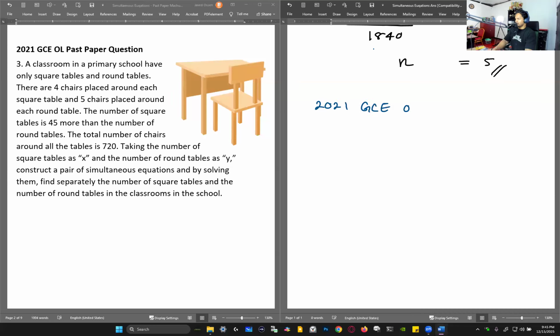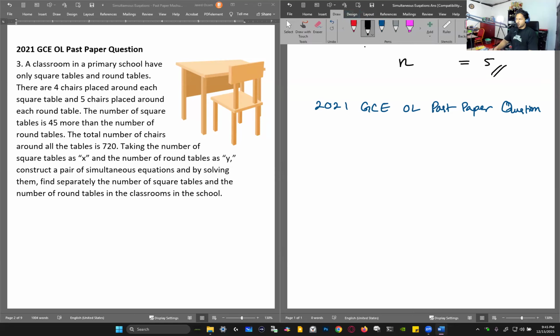GCE O-level past paper, 2021. A classroom in a primary school has only square tables and round tables. There are 4 chairs placed around each square table and 5 around each round table. Draw the image, man. Now, this is a tricky part.